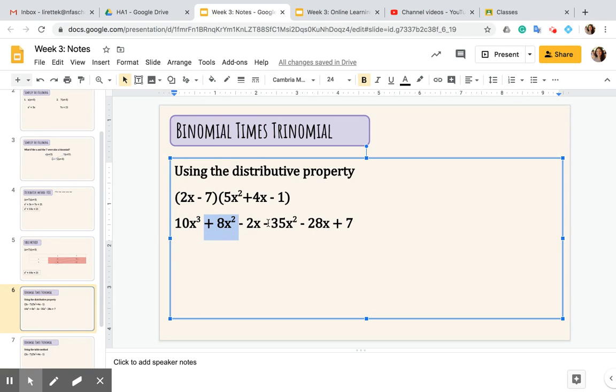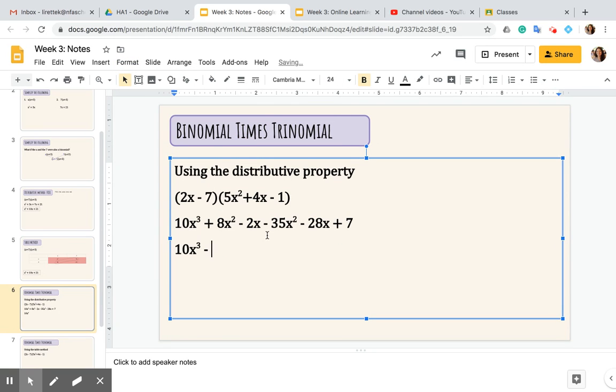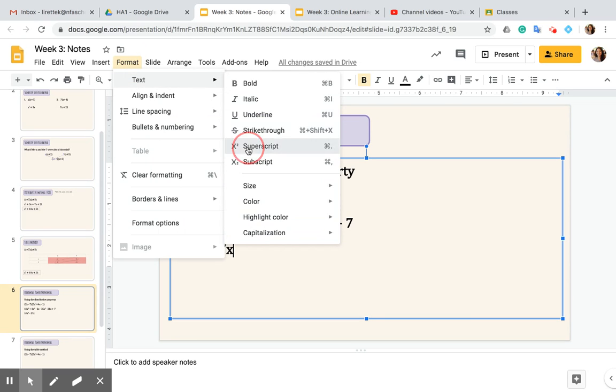I see a quadratic term and another quadratic term. I can combine those, but be careful, their signs are different. So I'm going to combine those, and again, you can use a calculator if you've got one. If I combine those, that gives me a -27, and it's going to have an x squared on it. The 10x cubed comes down for the ride, so I'm going to write that first, 10x cubed, and then a -27x squared.